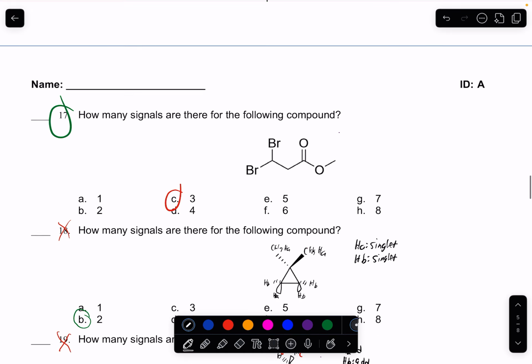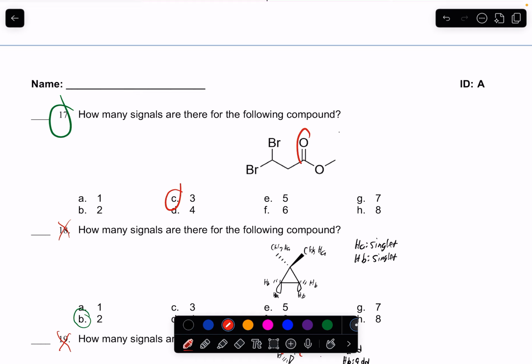Okay, 17. How many signals are there for the following compound? As of right now, it looks like the oxygens are in plane, and it looks like the bromines are in plane. But wait a second. Can 2 bromines be in plane with this carbon bond being in plane as well? No. Therefore, we can delegate this bromine as a wedge, and we can delegate this as a dash as well.